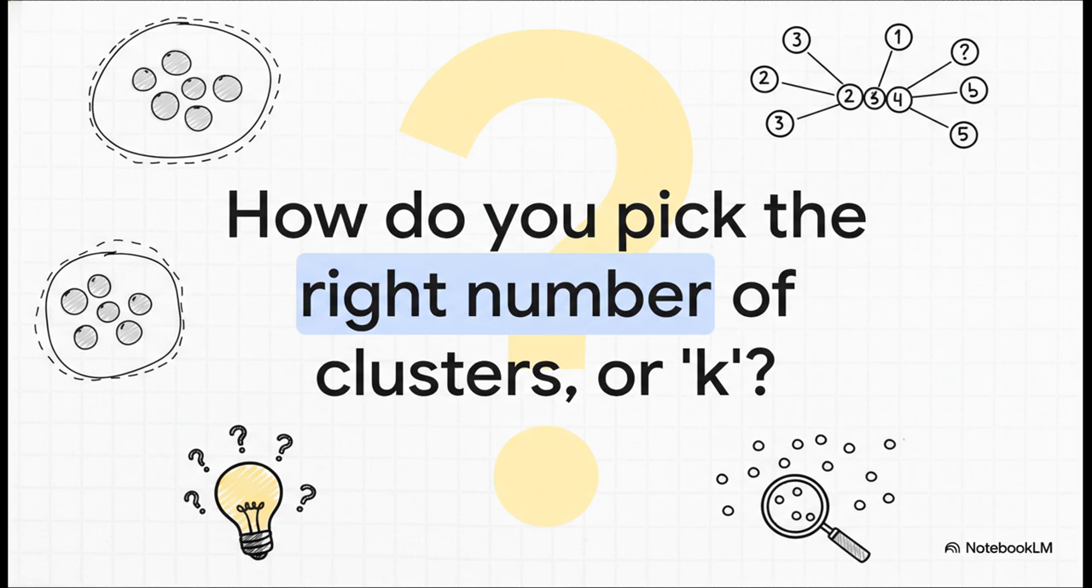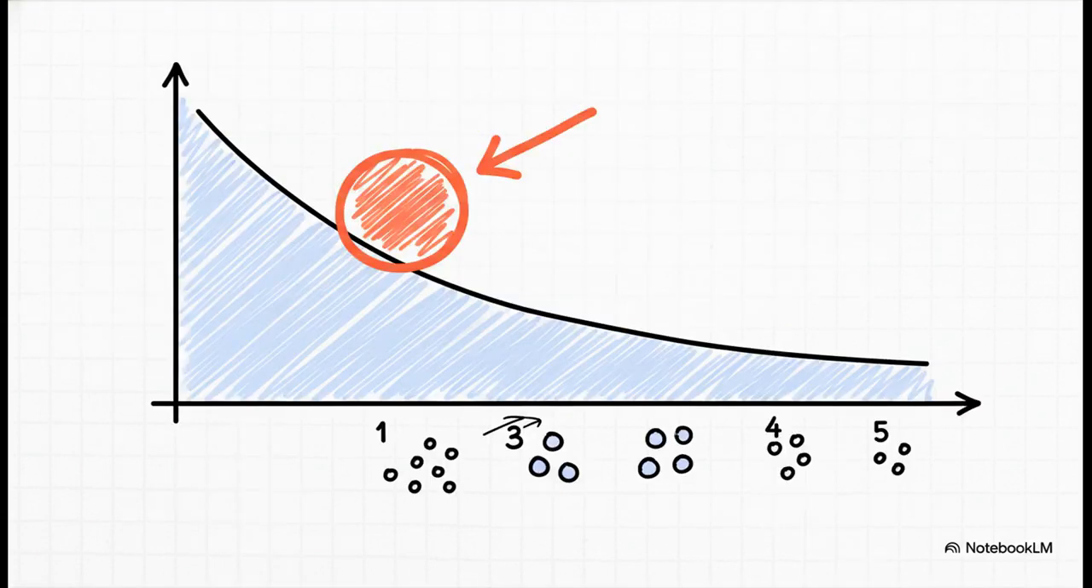If you have to pick the number of clusters, k, right at the beginning, how on earth do you choose the right number? Well, one of the most common ways is a technique called the elbow method. Basically, you run the algorithm with, say, 2 clusters, then 3, then 4, and so on. And each time you measure how tightly packed the clusters are. As you add more clusters, your score will almost always get better. But what you're looking for is the elbow. The point on the graph where adding yet another cluster doesn't really give you much of an improvement. That's probably your best k.